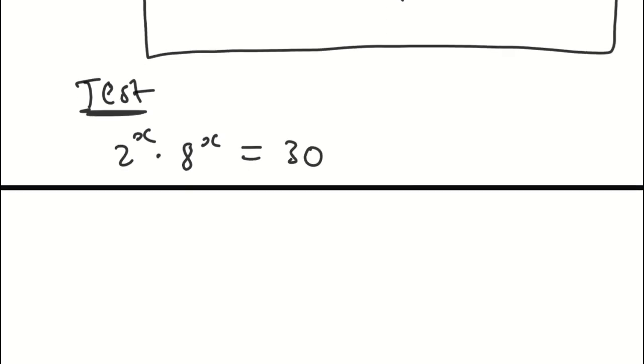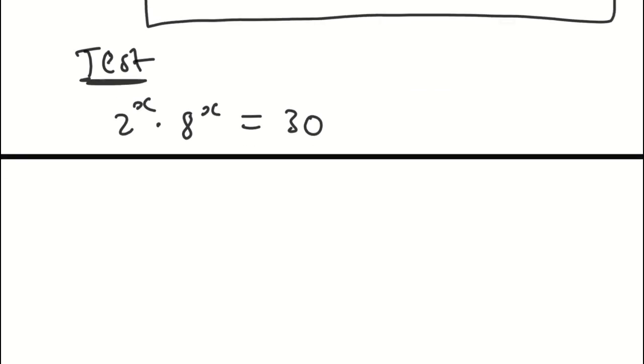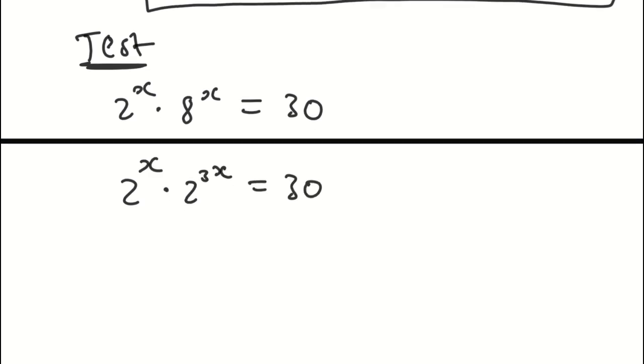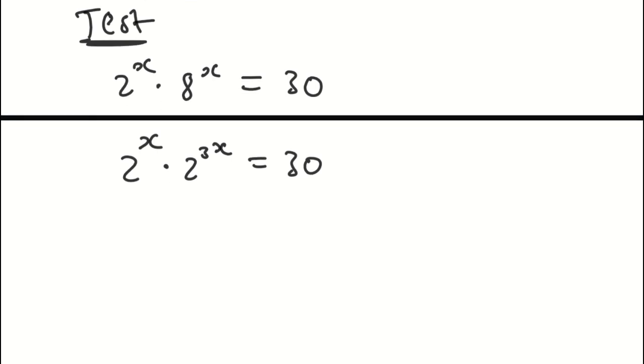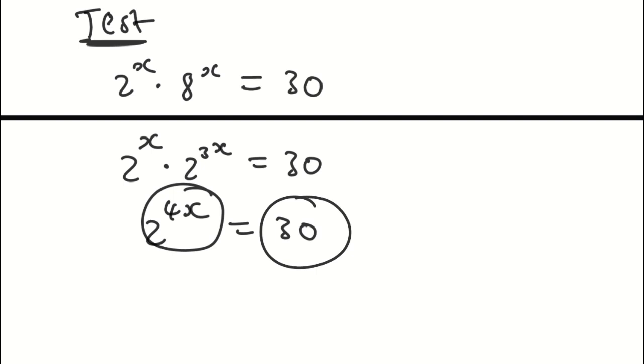Remember that when we started solving this, we changed 8 to 2 raised to power 3. So let me just quickly do that so that I will have something much simpler to work with. I already told you how to do this from when I started this video. So this will be 2 raised to power x plus 3x, which is 4x, using the multiplication law of indices. So we want to see if this will give us 30. Let's test it out now.